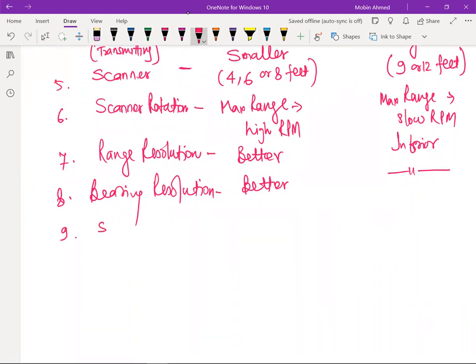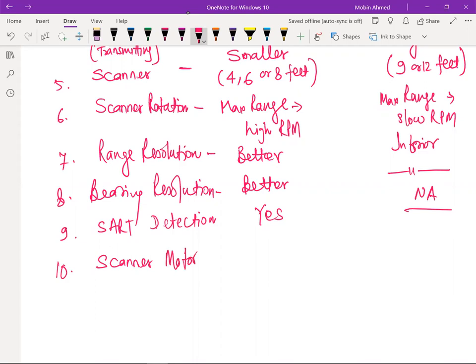9, that is the start detection. Start detection is possible only in this, not applicable for this. So start can be detected only in the 9 GHz radar. Okay. So start detection, yes, and it is not applicable, no. Now sometimes they are asking about the scanner motor.